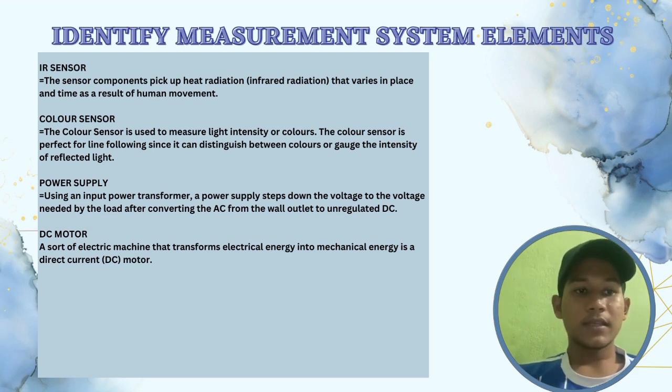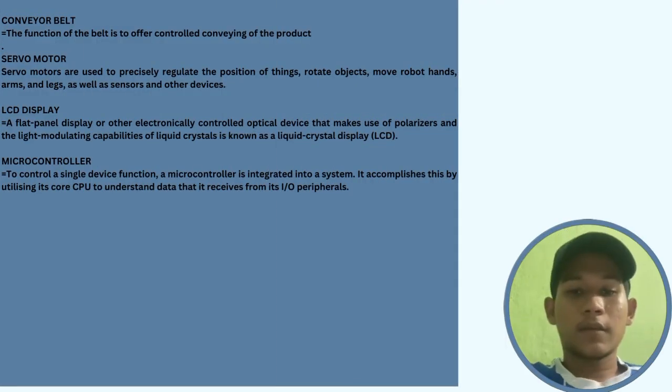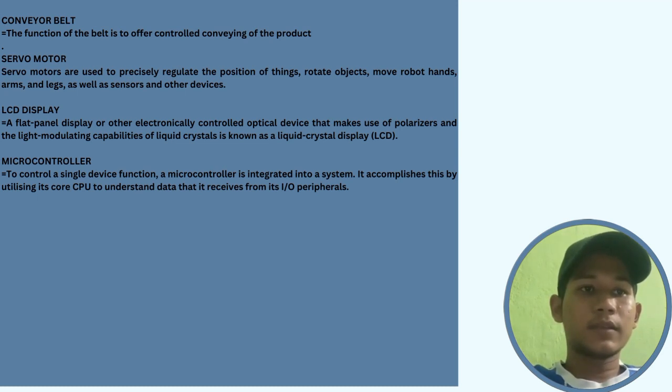The power supply uses an input power transformer. A power supply steps down the voltage to the voltage needed by the load, converting the AC from the wall outlet to unregulated DC. For number 4, DC motor. A sort of electric machine that transforms electric energy into mechanical energy is a direct current motor. For number 5, conveyor belt. The function of the belt is to control the conveying of the product.